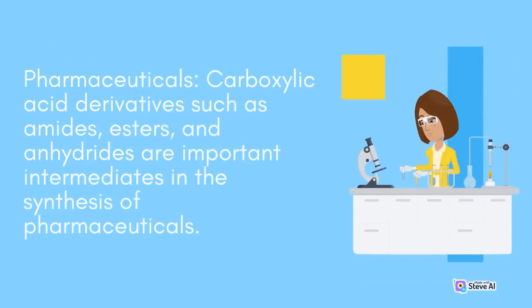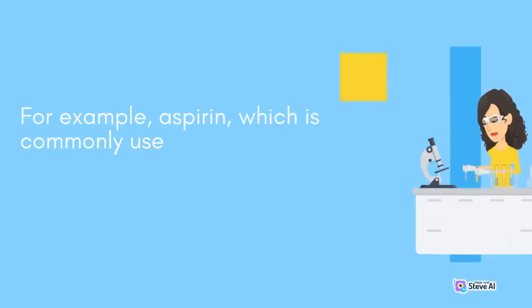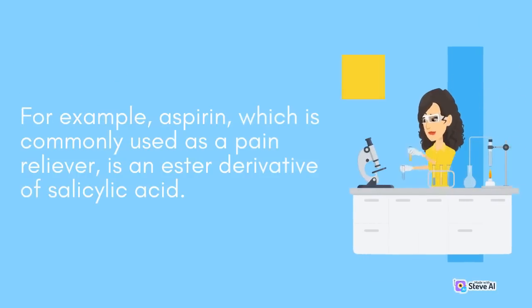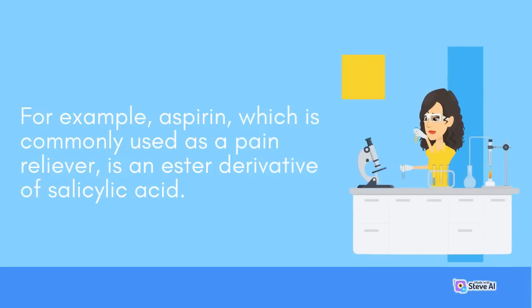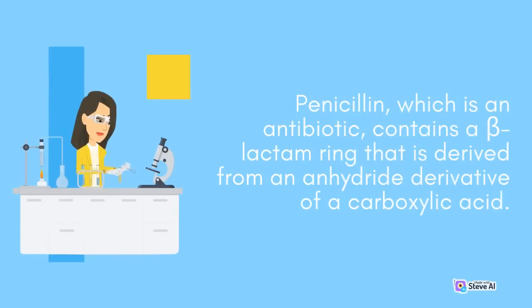Pharmaceuticals: carboxylic acid derivatives such as amides, esters, and anhydrides are important intermediates in the synthesis of pharmaceuticals. For example, aspirin, which is commonly used as a pain reliever, is an ester derivative of salicylic acid. Penicillin, which is an antibiotic, contains a beta-lactam ring that is derived from an anhydride derivative of a carboxylic acid.